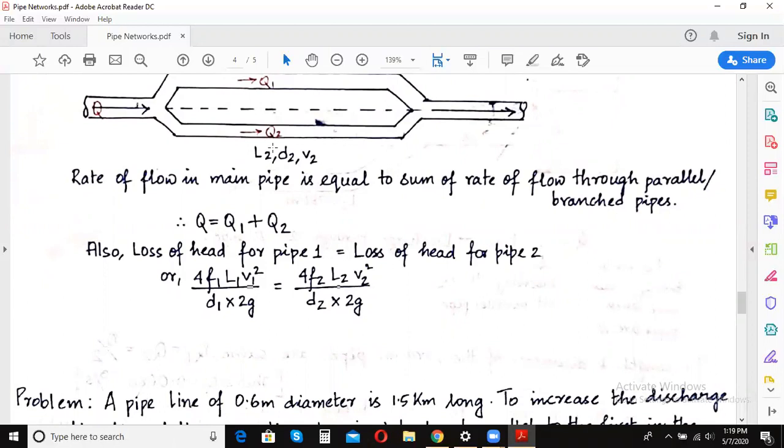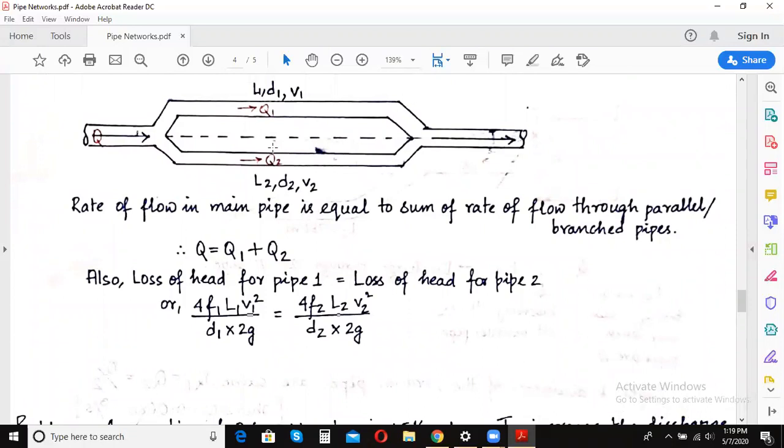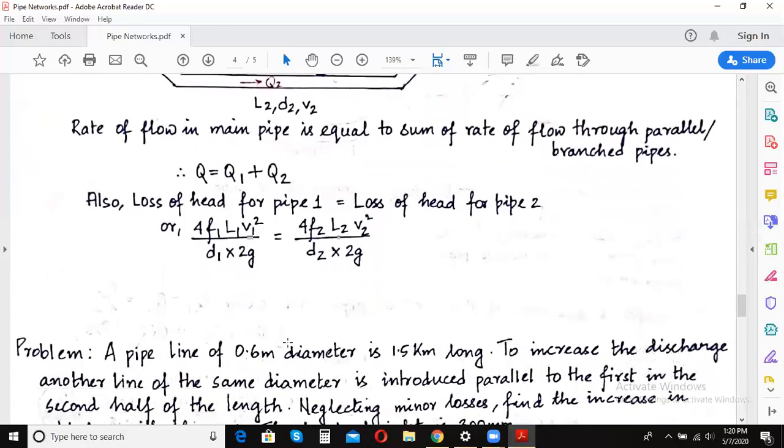Another important point is that we have to consider the head loss. The head loss through pipe 1 and pipe 2 is going to be equal. So head loss for pipe 1 will be equal to head loss for pipe 2. And everyone knows the formula for head loss. I have explained the formula multiple times in the previous videos. The head loss is equal to 4 into F into L into V square divided by D into 2G. F is friction factor, L is the length, V is the velocity of flow, D is the diameter, and G is the acceleration due to gravity.